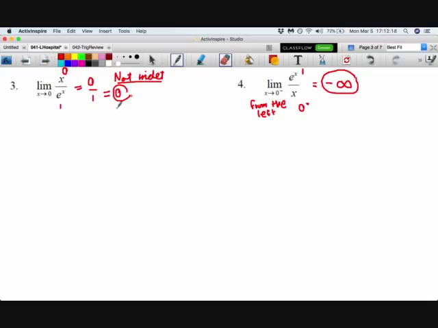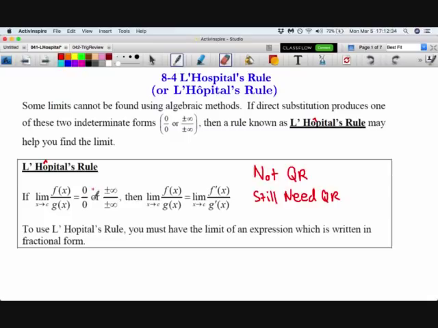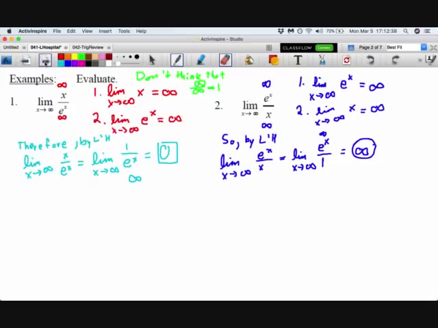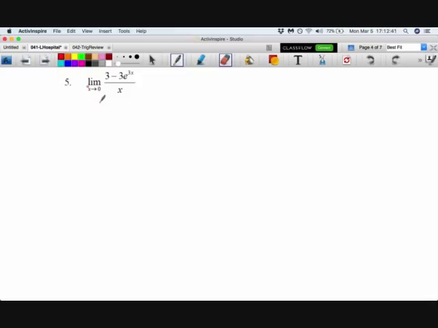Now, were these two surprising? Did you use L'Hopital's on these? Because that would be wrong. If you use L'Hopital's on this one, you will get the wrong answer. You will get 1. If you use L'Hopital's on this one, you will get the wrong answer. You will get 1. Please be careful. You need 0 over 0 or infinity over infinity. Did that trick you? If it did, try this one more time.